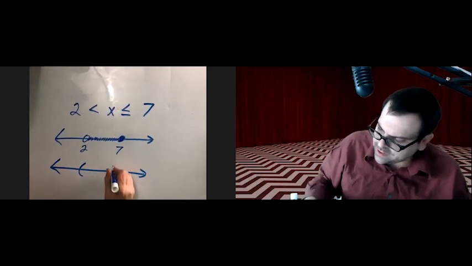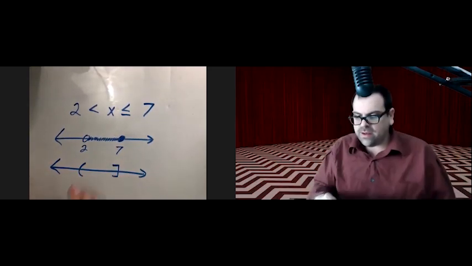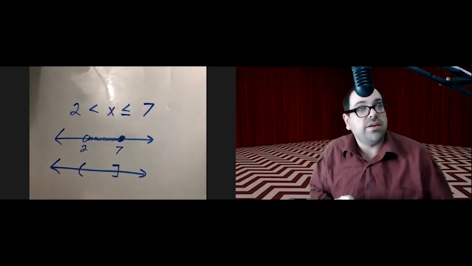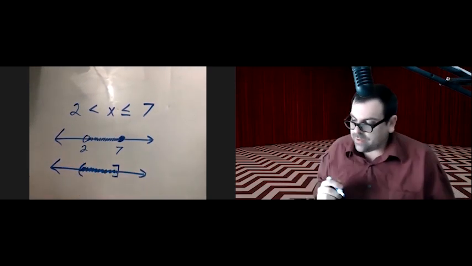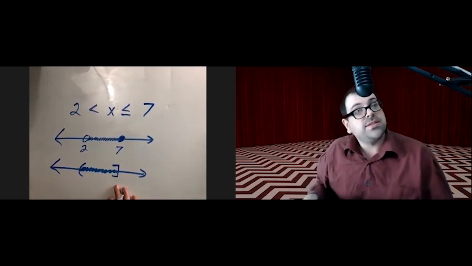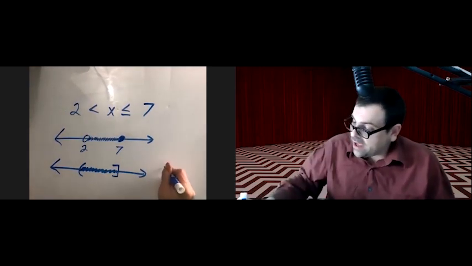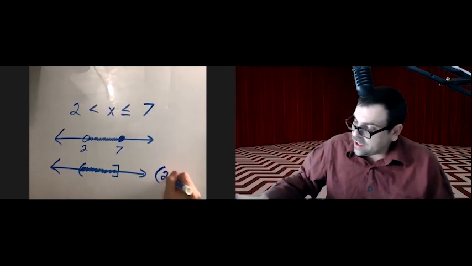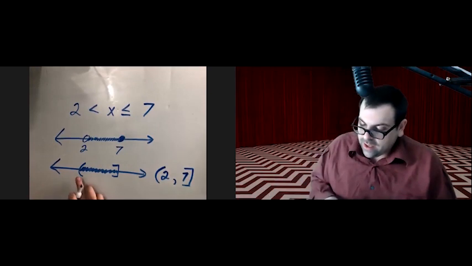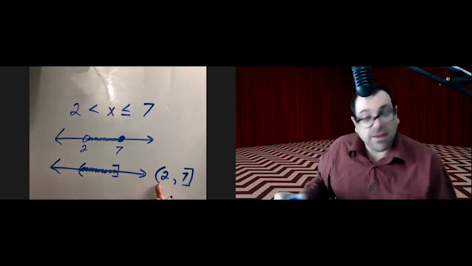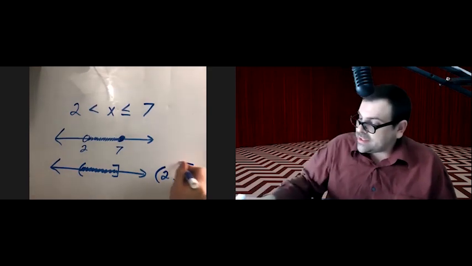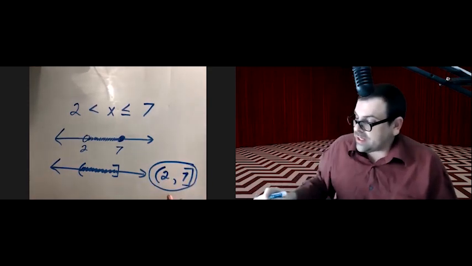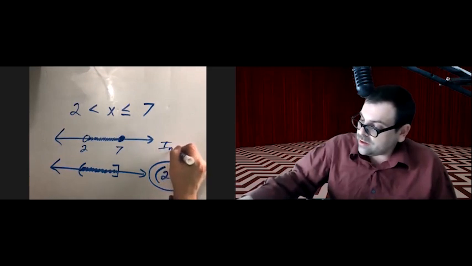A parenthesis and a square bracket at 2 and 7. Filling in everything here, this shows us directly that we have an answer: the interval from 2 to 7 with a parenthesis on the left and a square bracket on the right. This is the answer in interval notation.